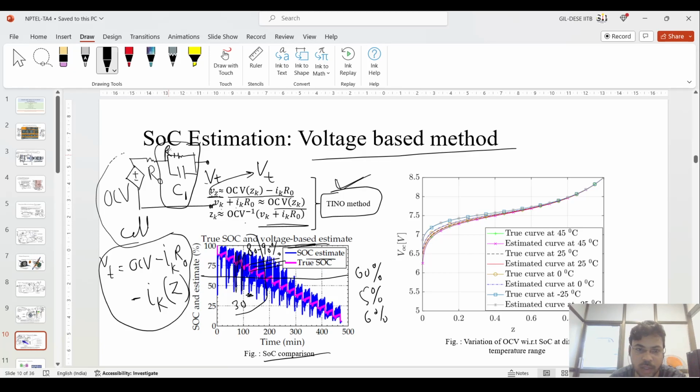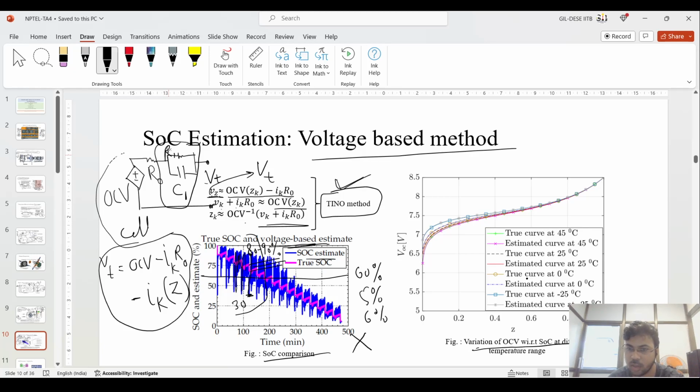Okay, because you need a certain error band. The error band is 5% error, 6% error, but the error here is very huge because it is moving from a 30% level to 80-90% level. So this method is generally not used for correct SOC estimation.